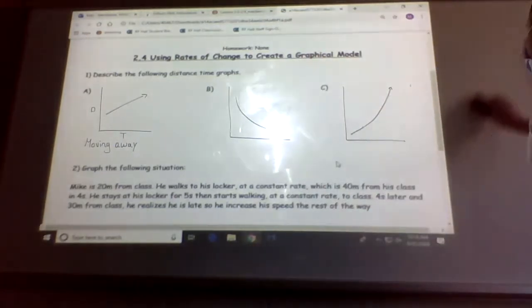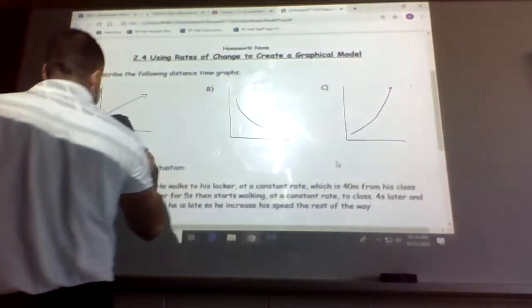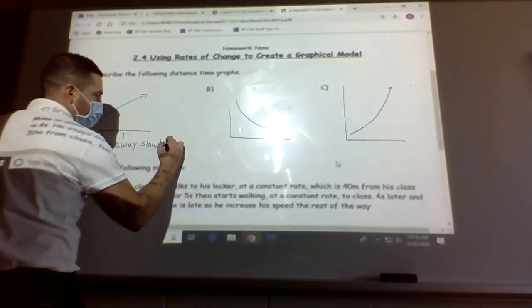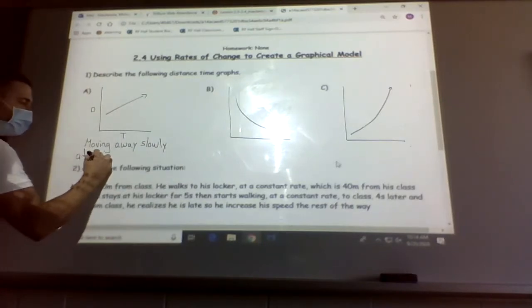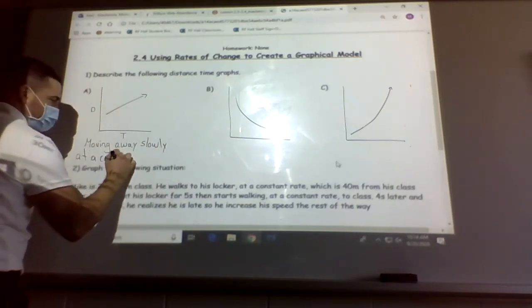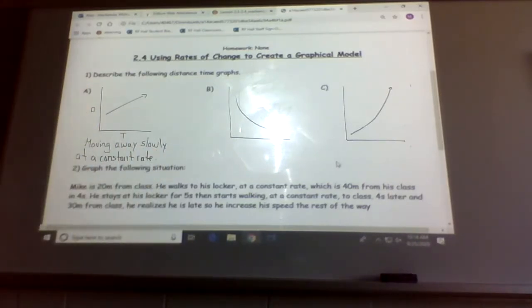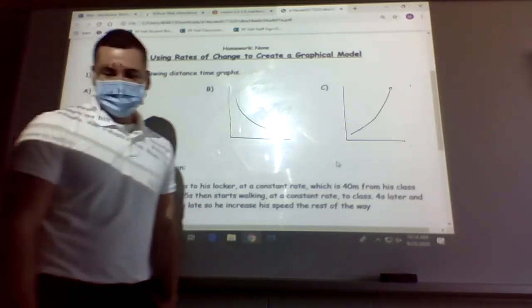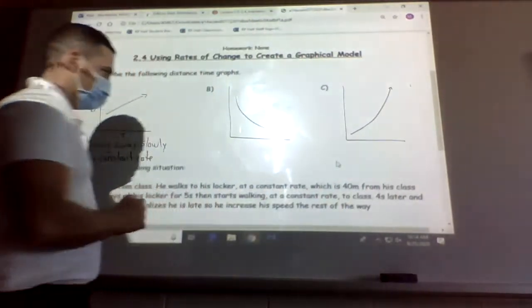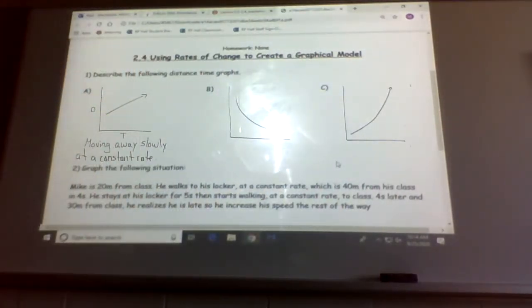Okay, for this one, I would consider this, let's say, moving away slowly at a constant rate. So moving away slowly at a constant rate. Okay, next one.